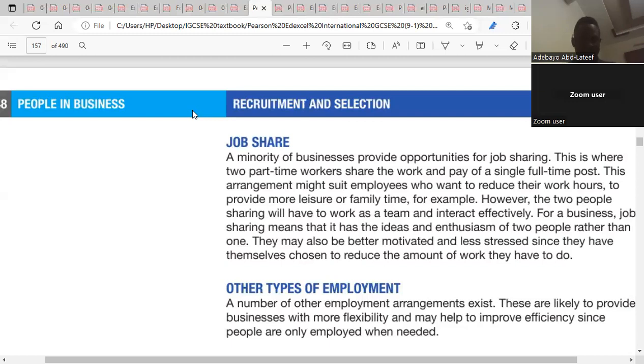Is it clear? Yes. Another example is maybe I might be free in the morning, you are free in the evening. So I'm going to work until evening, then you take up from evening to the following morning as a full-time job. So we're going to share it together. That's job share.